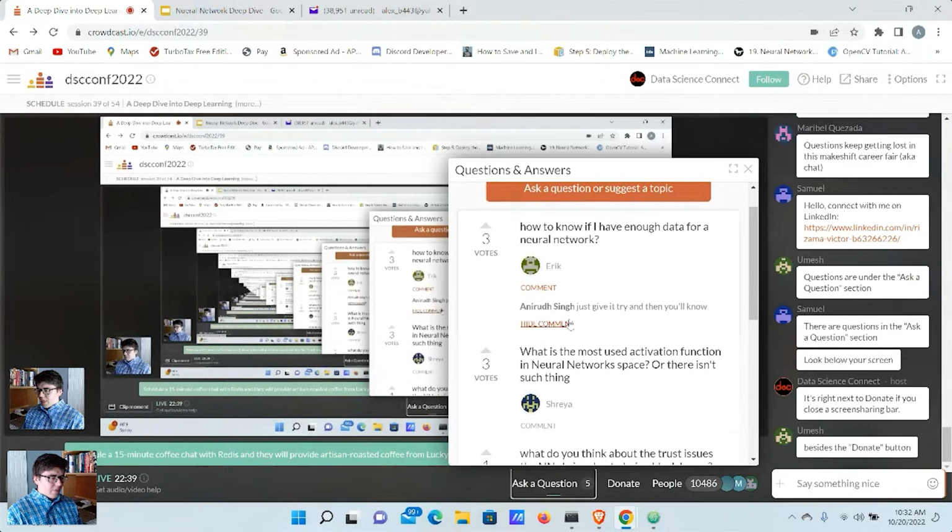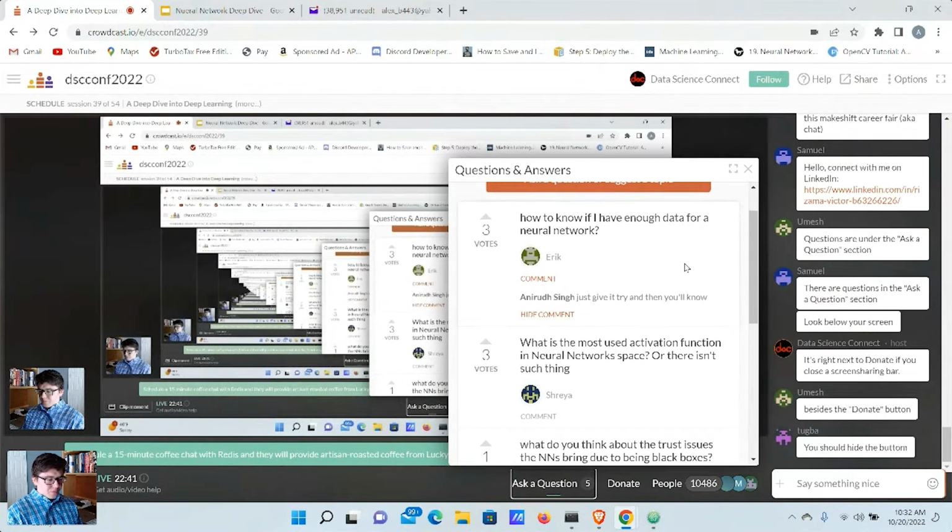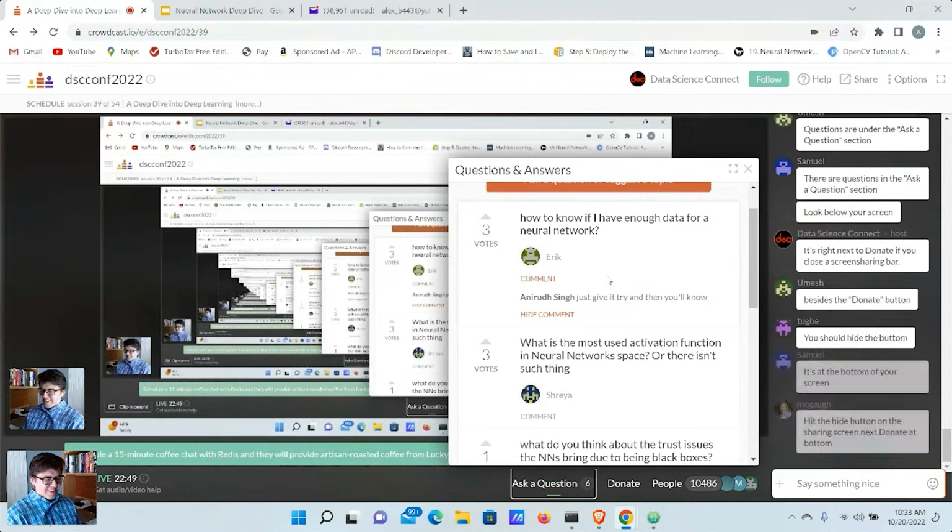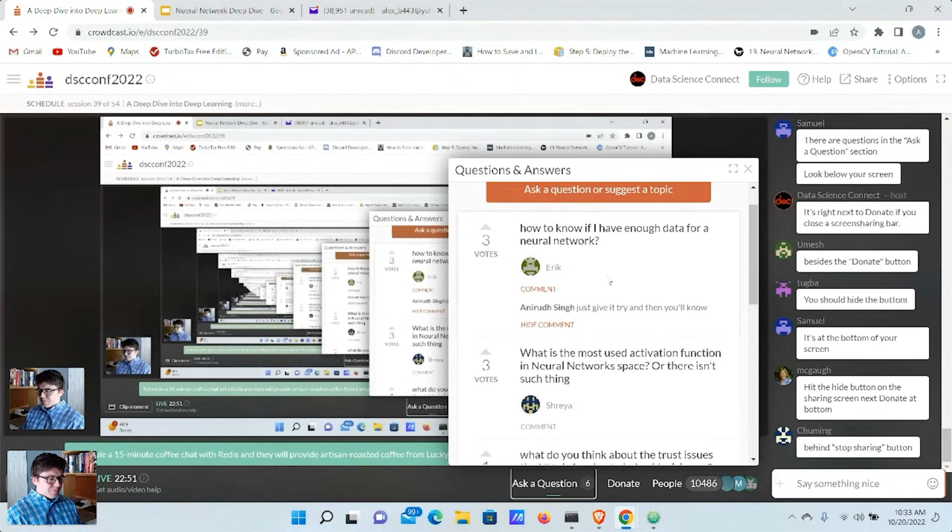How to know if I have enough data for a neural network. Ooh. Yep. Sorry about that. There was a pop-up that was hiding it. Behind this. Yep. So I have it up.